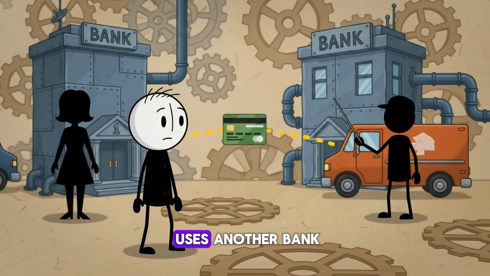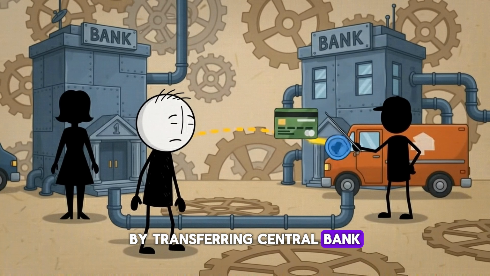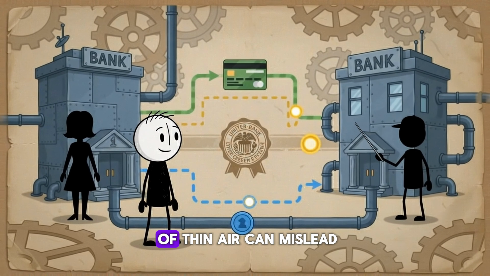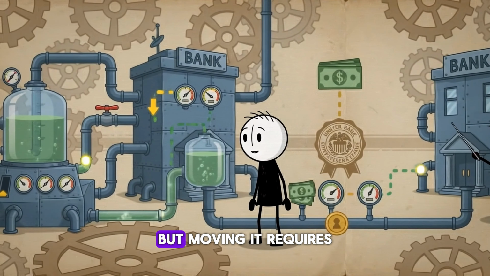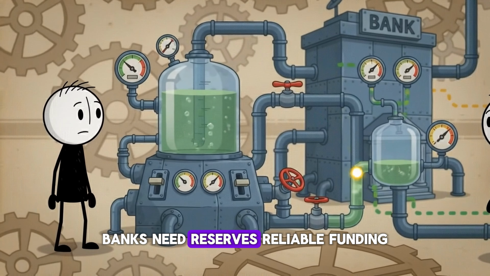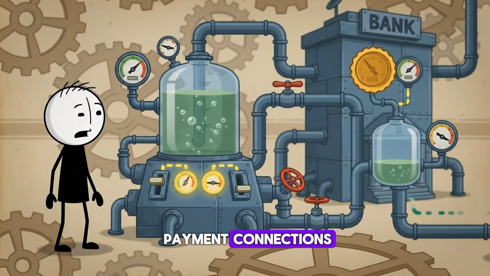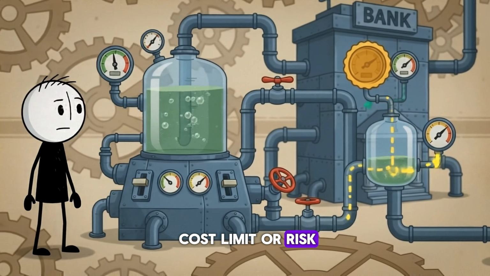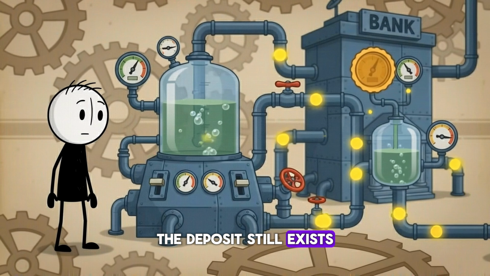If the dealer uses another bank, Maya's bank settles the payment by transferring central bank reserves through the lower banking layer. This is why "out of thin air" can mislead. Creating the deposit is simple, but moving it requires real financial plumbing. Banks need reserves, reliable funding, liquid assets, and working payment connections. Every pipe has a cost, limit, or risk. The plumbing costs. Across the system, the deposit still exists.